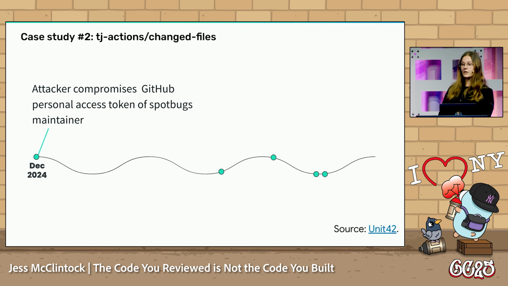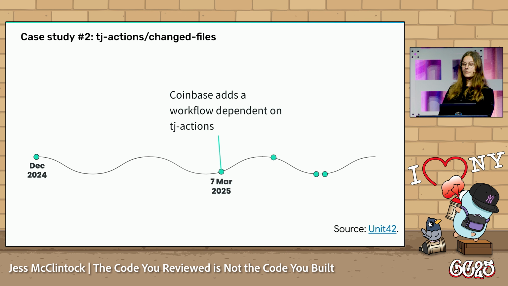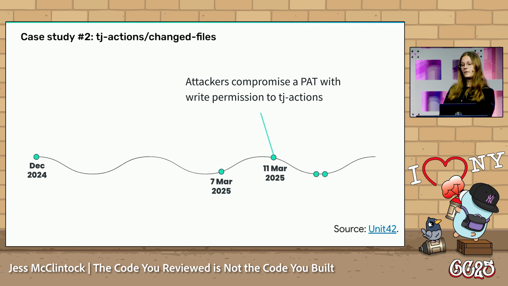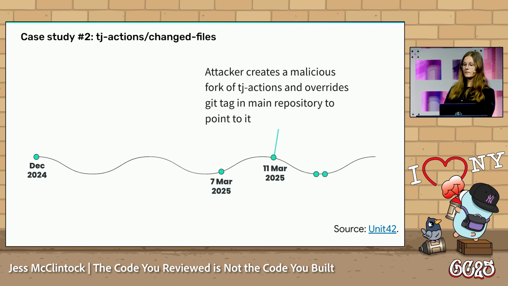The attacker then took no action for 3 months. It seems like they were waiting patiently for the right target to become available, because when Coinbase added a workflow dependent on TJ Actions change files, the attacker sprung quickly into action. The attacker used the personal access token they compromised from the Spotbugs maintainer as a springboard to compromise more personal access tokens until they ended up in possession of a personal access token with write permissions to TJ Actions.